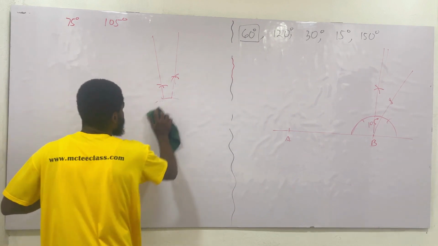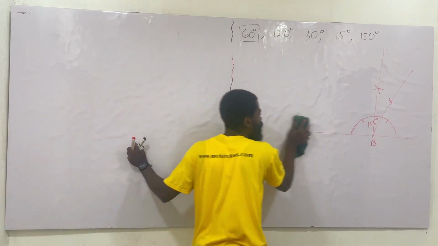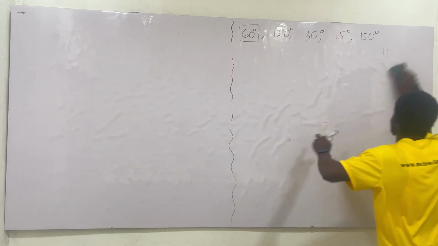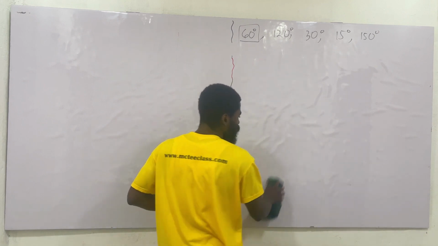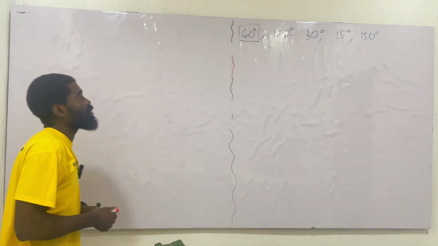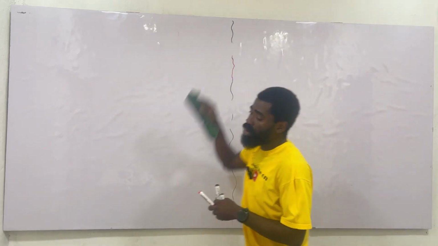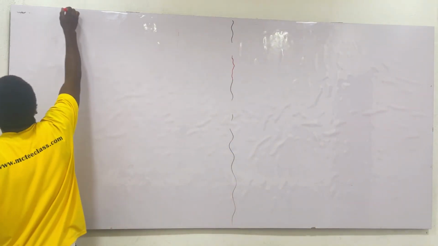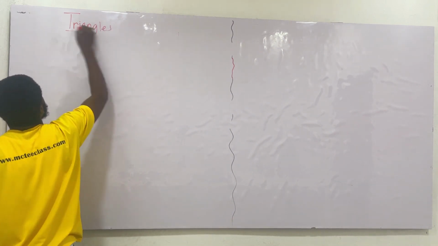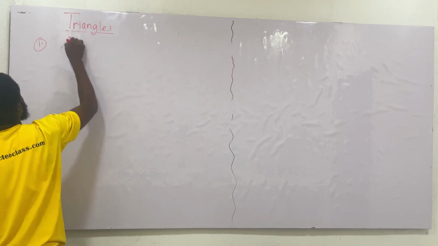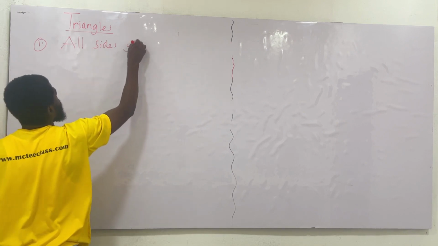Now let's go into the triangles. Very quick: how to construct triangles. I said for triangles, we are constructing them in 3 ways. We construct a triangle with all sides given. So triangles, one: all sides given.